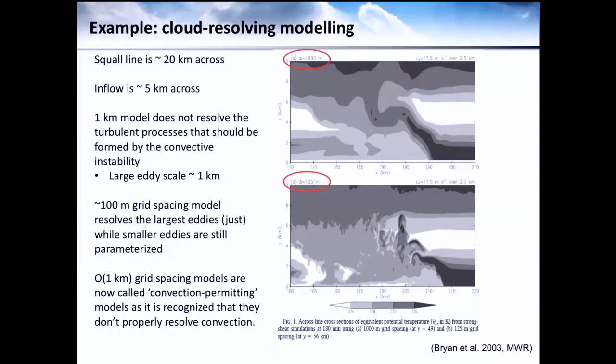So I'll give you an example for a cloud resolving model. And the arguments here are quite similar between the atmosphere and the ocean. We talk about convection permitting modelling and large eddy permitting modelling, which is quite similar to the ocean. You have eddy permitting models in the ocean.